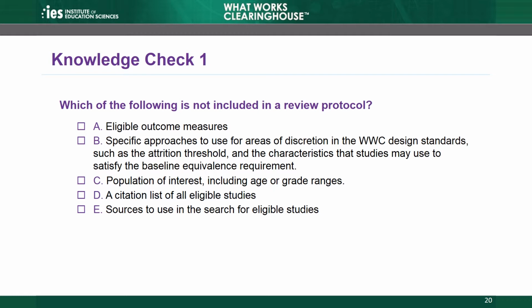D is the correct answer. The review protocol does not include a citation list of all eligible studies. Instead, the protocol identifies the criteria studies must meet to be eligible. After conducting a literature search using the search terms and methods outlined in the protocol, the WWC screens studies for eligibility using the review protocol. A, B, C, and E are incorrect answers. The review protocol describes the scope and parameters of the review, including eligible outcome measures, the attrition threshold, the population of interest, and details related to the literature search.